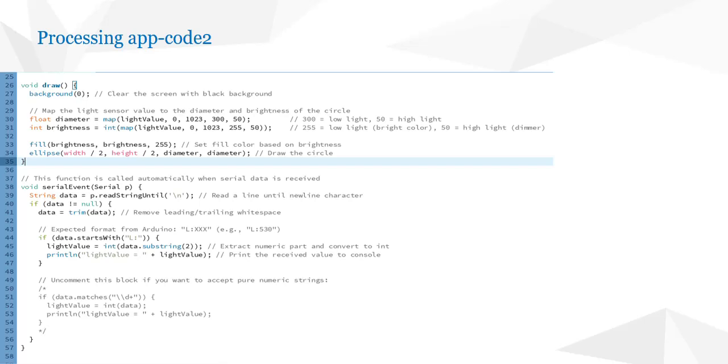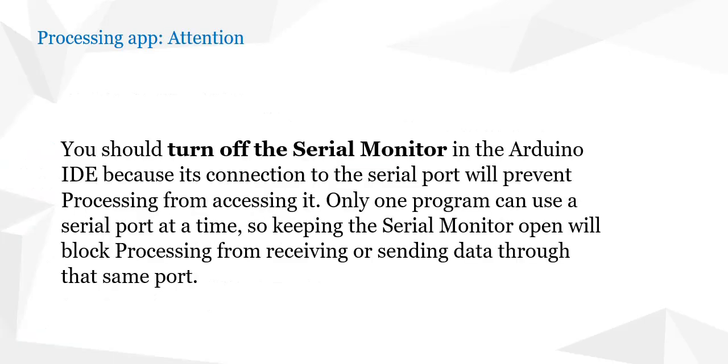That means if the level of the lights in your environment increases, this value must decrease. We need two values. One of them will be diameter, and the second one will be brightness. Next we need to draw our circle. We will use the ellipse method. Before that I need to set the fill color.